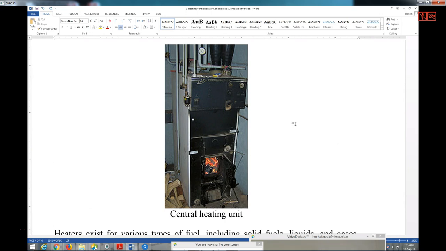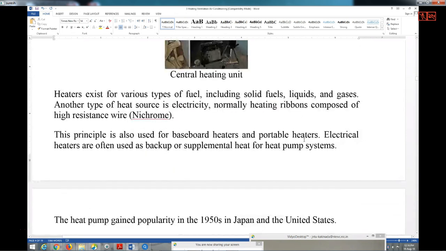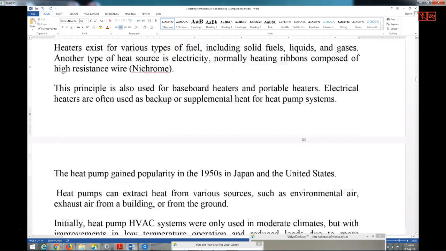Now here, heaters exist for various types of fuels, including solid fuels, liquids, or gases. Another type of heat source is electricity. These generally use heating ribbons composed of heat resistance coils, just like immersion water heaters. So these are the immersion water heaters that were used.